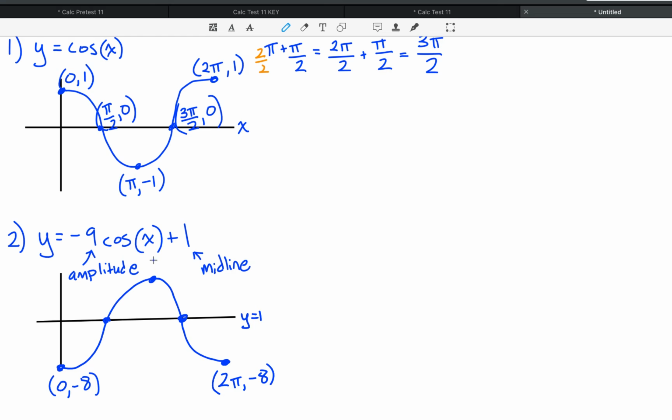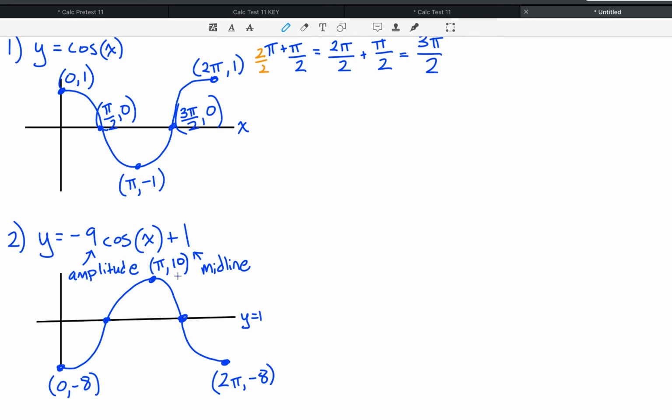What about the maximum? The maximum over here, it used to be the minimum, used to be pi, and it is still pi. That x-coordinate has not changed. What about the y-coordinate? The y-coordinate, it started at y equals 1, this midline, and it went up a total distance of 9. 9 plus 1 is 10.